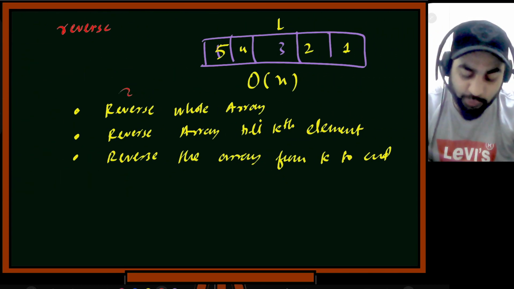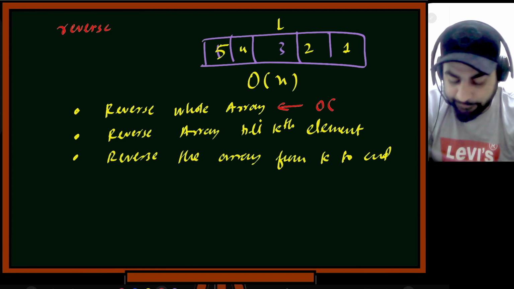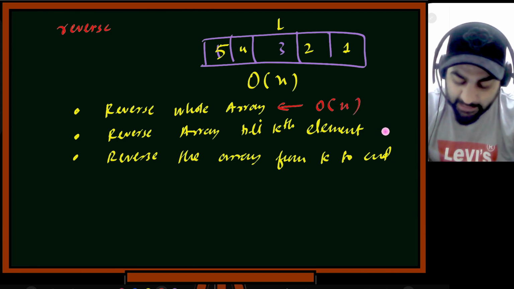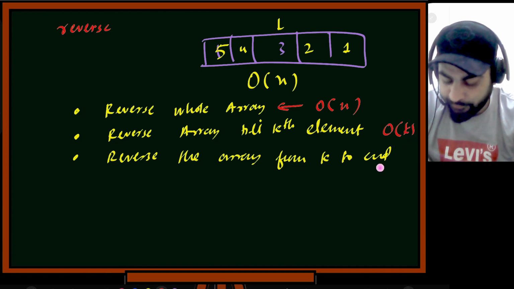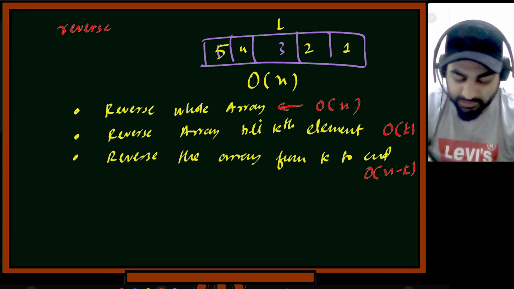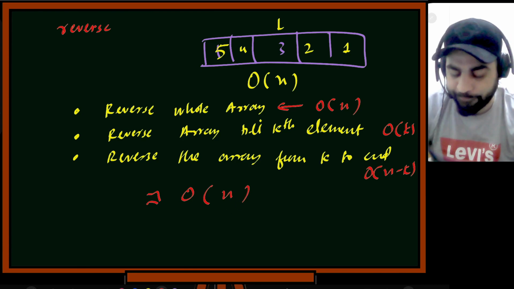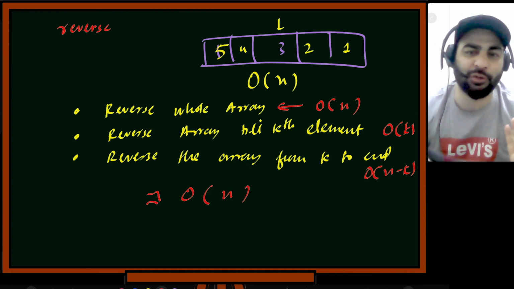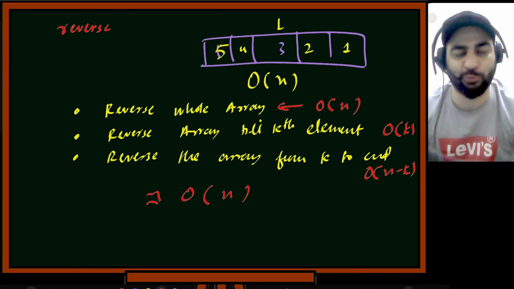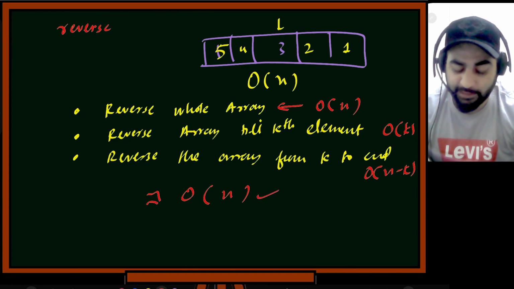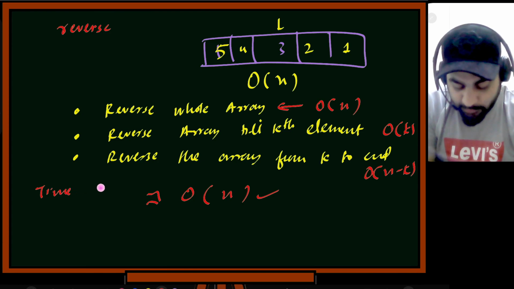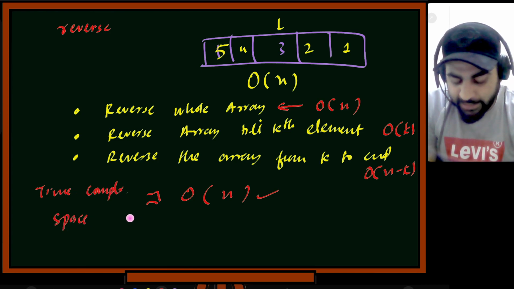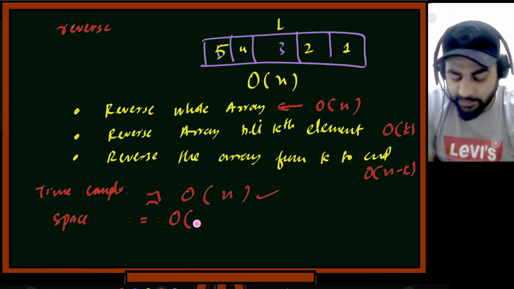Now the reverse operation for this takes order n time. So again here it will take order k time, and this will be order n minus k. So overall, it will take order n time, because we don't care about the constant. If it is order 1.5 n or 2 n, it will still be order n. So this is our time complexity. What is the space complexity? Because we are not using any additional space, the space complexity is order 1.